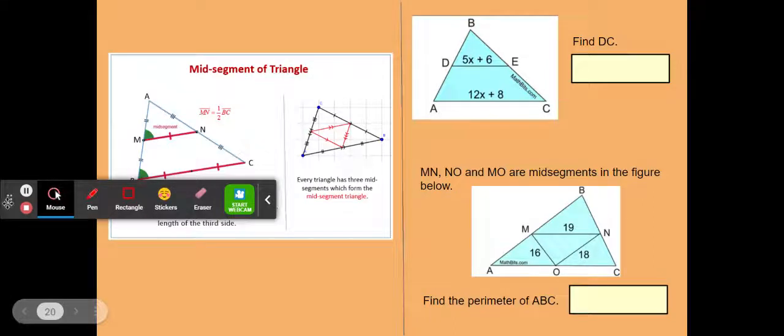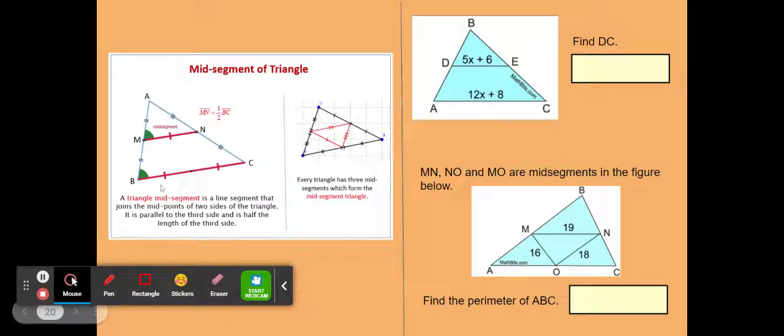Mid-segments here. Remember, mid-segments connect the midpoints of each segment. So M is a midpoint, N is a midpoint. MN is a mid-segment because it's connecting 2 midpoints. And we discovered that a mid-segment is half the length of the opposite base. If you put all three mid-segments together, it creates a mid-segment triangle.